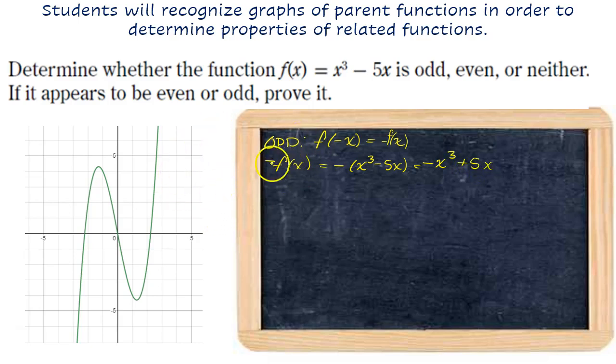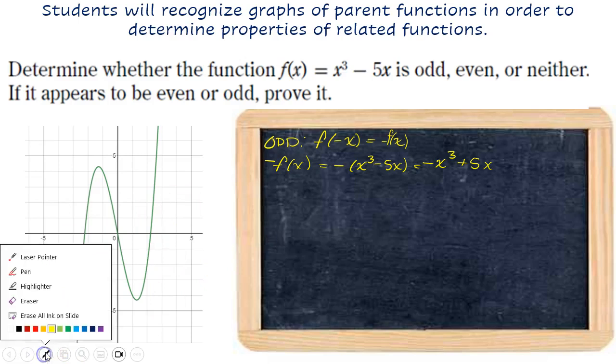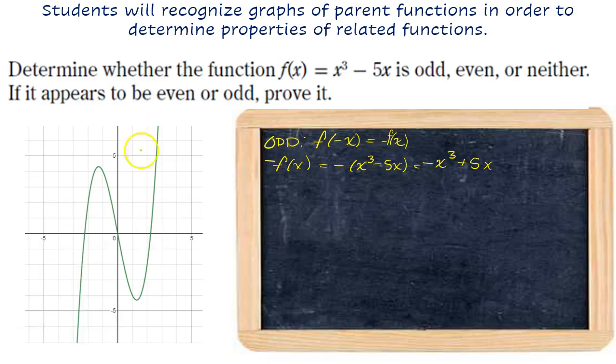So now what I'm going to do is substitute negative x in here. So I'm going to actually do my testing now. So I've got f of negative x, which is negative x to the third minus 5 times negative x. Well, negative x to the third is negative x to the third. Negative 5 times negative x is positive 5x. And this, in fact, does equal the opposite of f of x.